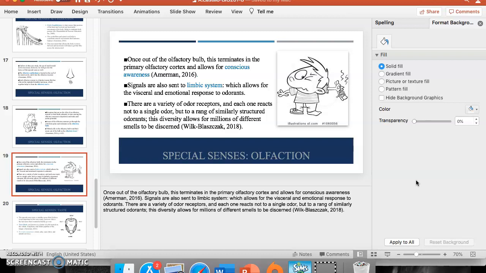There are a variety of odor receptors, and each one reacts not to a single odor, but to a range of similarly structured odorants. So this is super cool. Obviously, our body allows for a diversity of a million different smells to be discerned. So that's super cool.